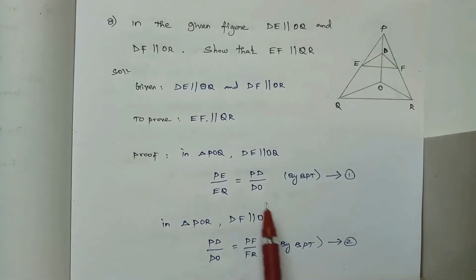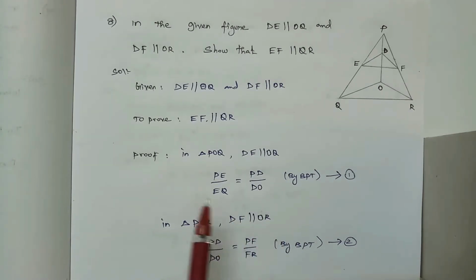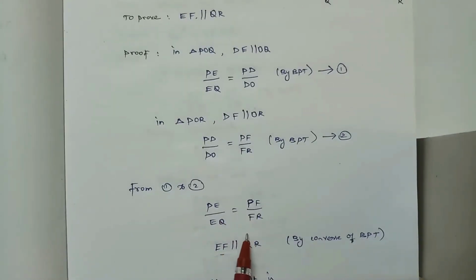Just compare equation 1 and 2. PD by DO, both are equal. If these two are equal, then we can say that PE by EQ is equal to PF by FR.